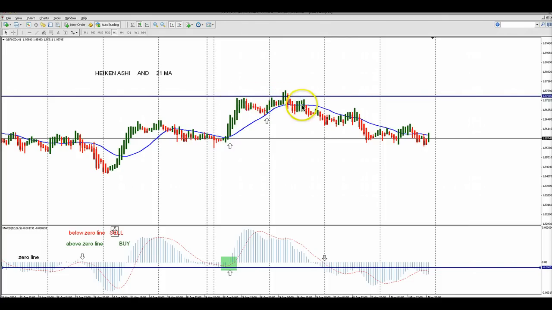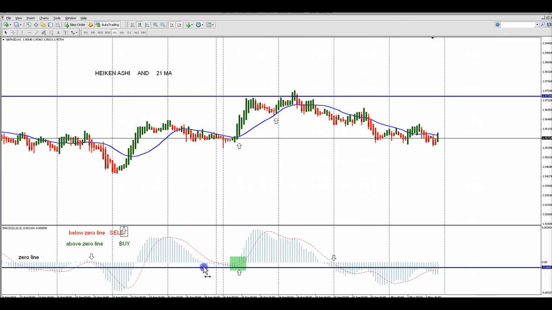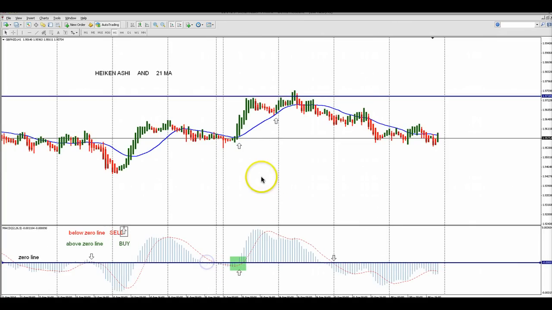Then what happens? We don't really have any more trades because you could have taken a trade here, but it was short-lived. Price is still below the 21 moving average line. Remember, you need confluence of indicators. You need the histogram to be above or below the zero line. Let me just move the zero line again. The zero line is right there. And you also need price, the Heiken Ashi candle, to be above or below the 21 moving average line.